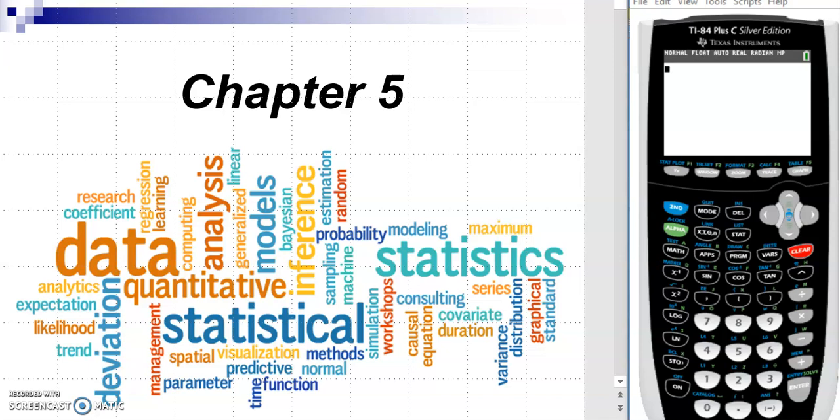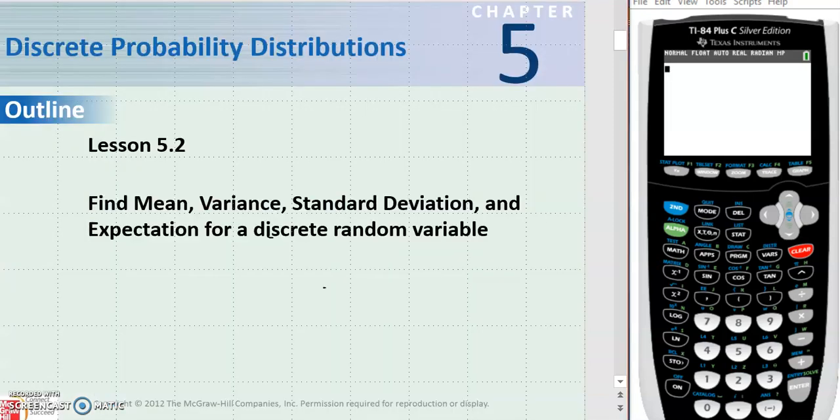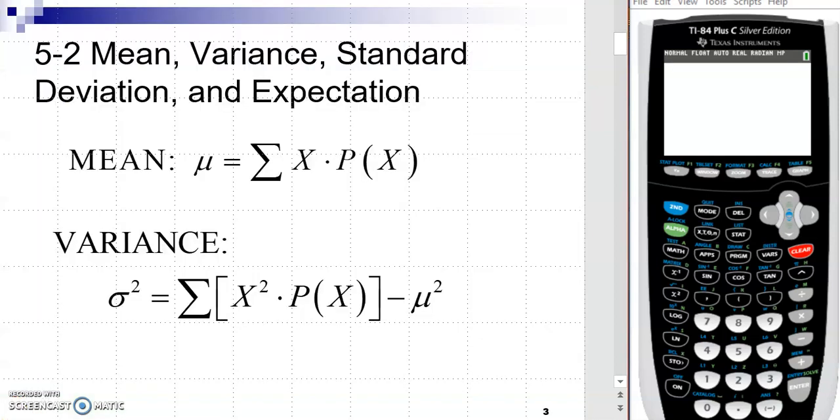In this lesson, we're looking at part 2 of chapter 5. So we're still working with discrete probability distributions, but now our focus is on finding the mean, variance, standard deviation, and expectation for a discrete random variable.